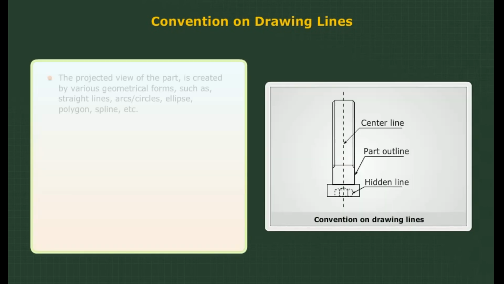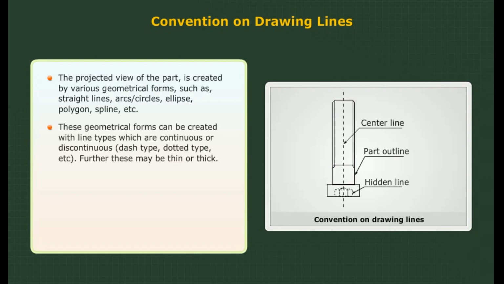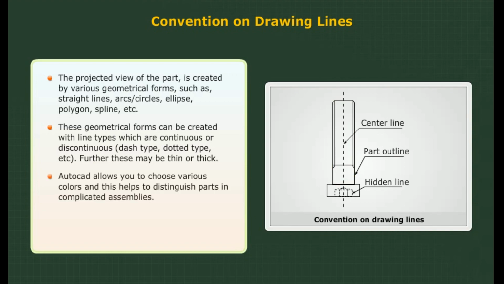Convention on drawing lines. The projected view of the part is created by various geometrical forms such as straight lines, arcs or circles, ellipse, polygon, spline, etc. These geometrical forms can be created with line types which are continuous or discontinuous, dash type, dotted type, etc. Further, these may be thin or thick. AutoCAD allows you to choose various colors, and this helps to distinguish parts in complicated assemblies.